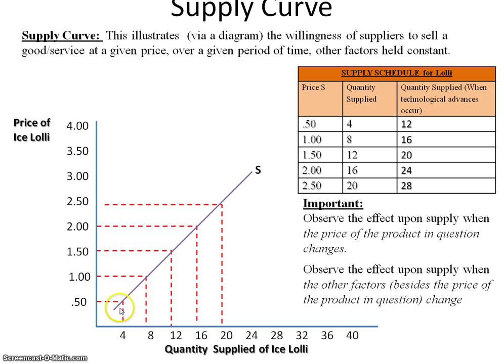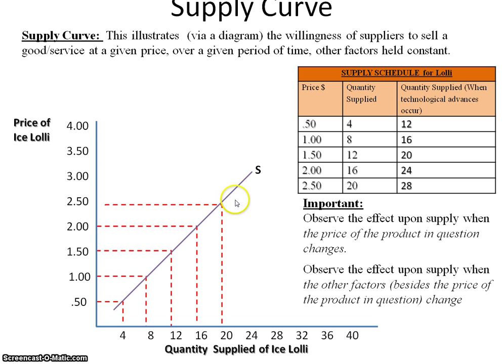We realize our supply curve is upward sloping from left to right. Right? As we move from the left to the right, it goes upward. And this is as a result of the positive relationship that exists between the price of the good in question and the quantity supplied of the good. The higher the price, the higher the supply. The lower the price, the lower the supply, therefore giving rise to an upward sloping or a positively sloping supply curve.